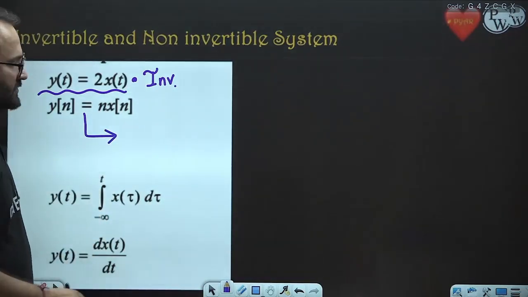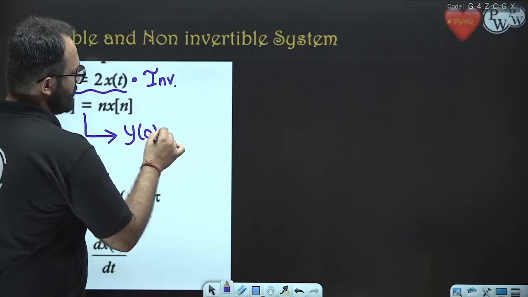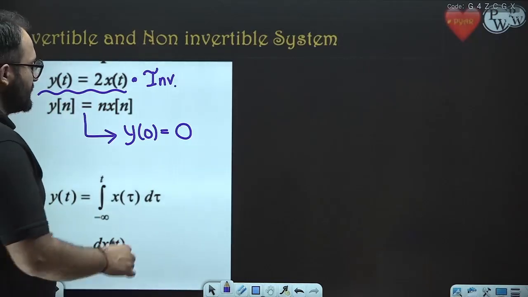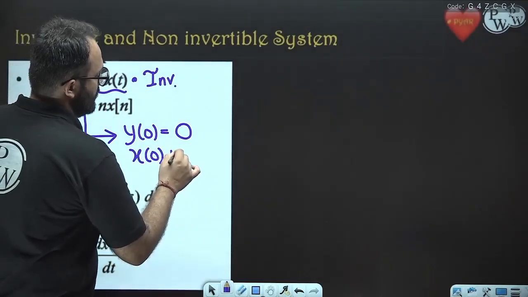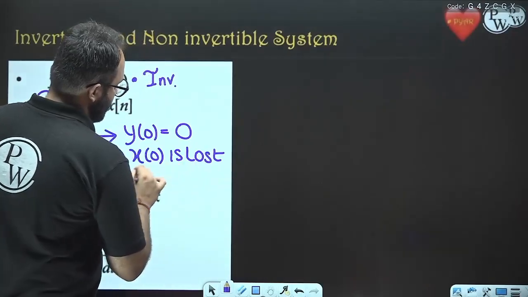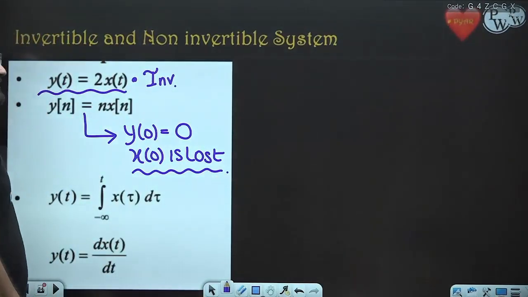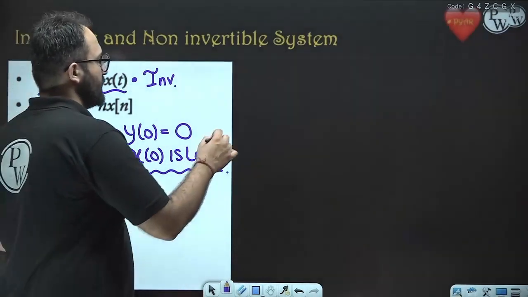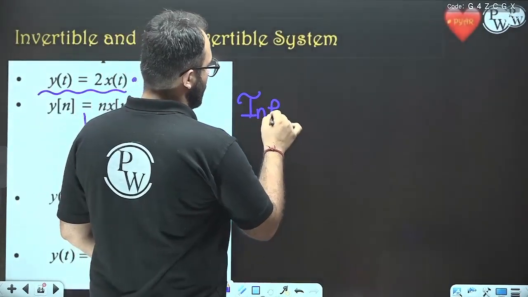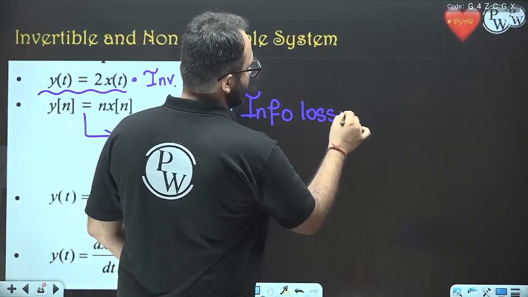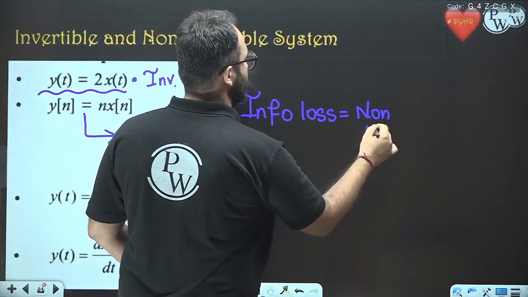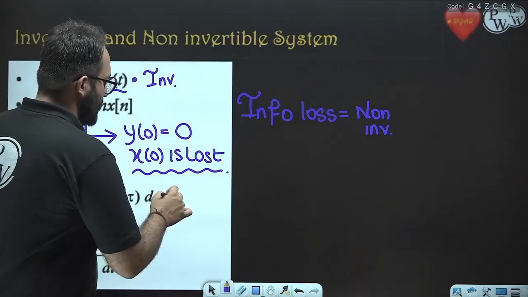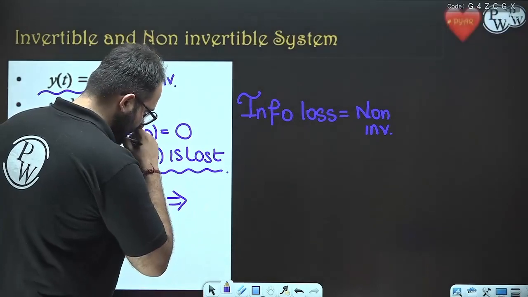Second one. Here we can see that y(0) is equal to 0 always. So x(0) is lost. Since x(0) is lost, information is lost. So here we have information loss, and since there is information loss, it is non-invertible. Third is integration. Integration is invertible because we can differentiate and get back the answer. So it is invertible.